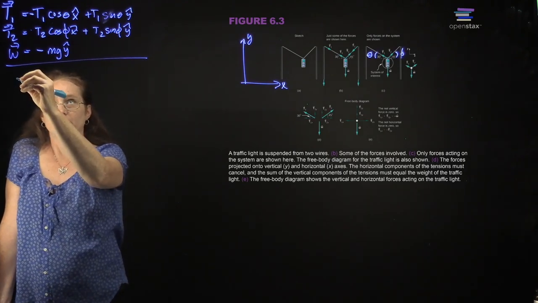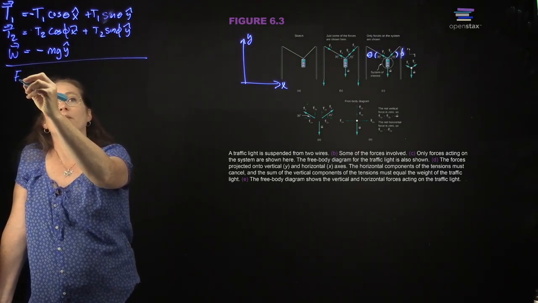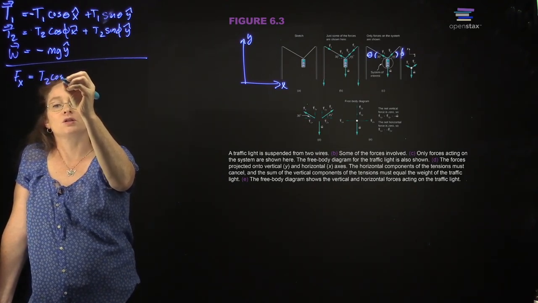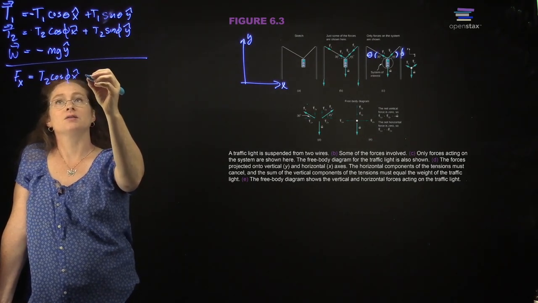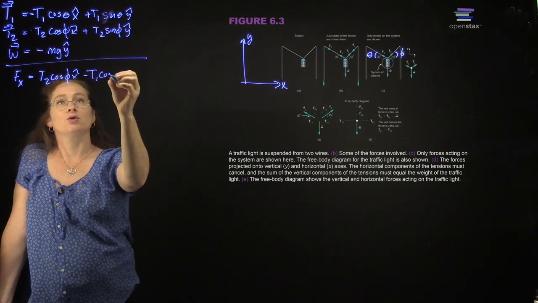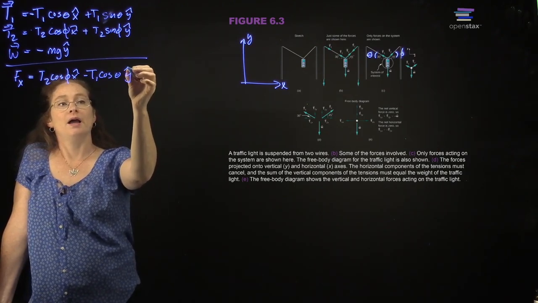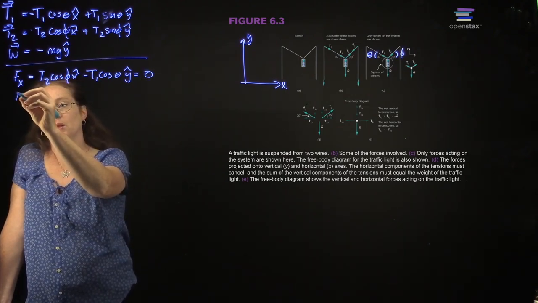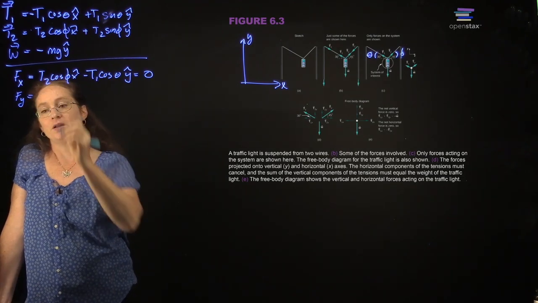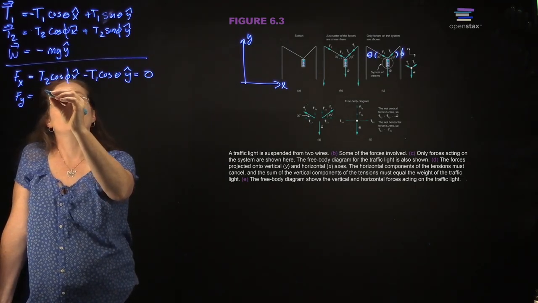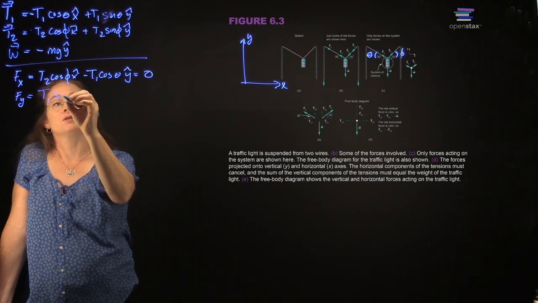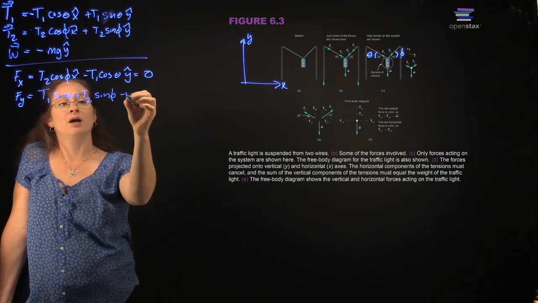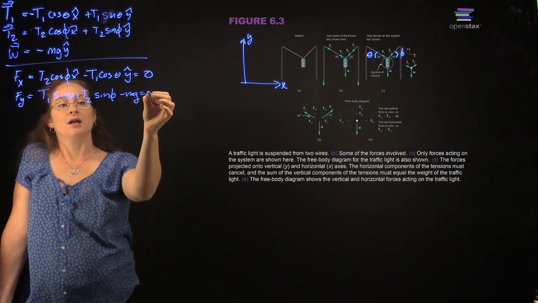Now I can add up all of these forces. So I'm going to add them up first along the x direction, and then I get T2 cosine phi minus T1 cosine theta. That has to equal 0 because the traffic light is not moving. This is what we call an equilibrium problem, when the net forces have to add up to 0. In the y direction, I have T1 sine theta plus T2 sine phi minus mg. And that all has to equal 0.